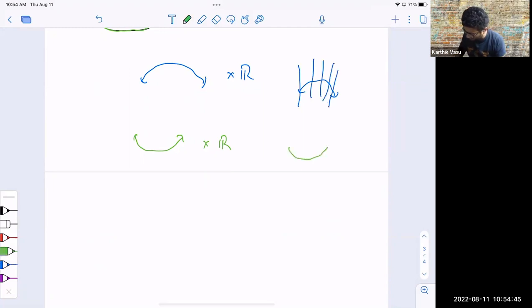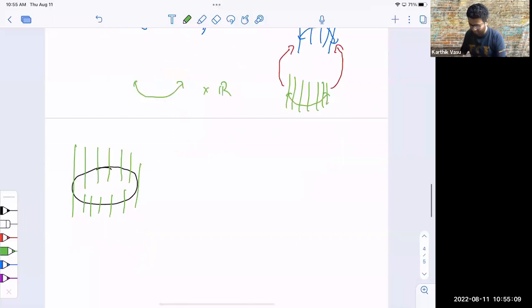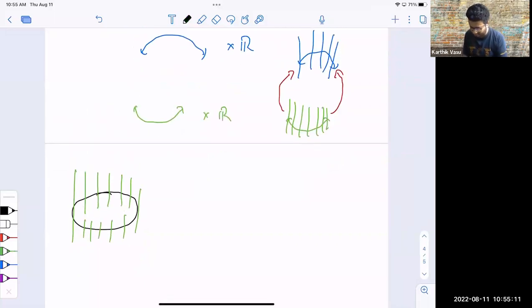And on the bottom, if it's like that. And if I just attach these two directly like this and this, what I'll end up with is the trivial cylinder which I was drawing before. So it's just like an infinite cylinder. Right? This is S1 cross R.